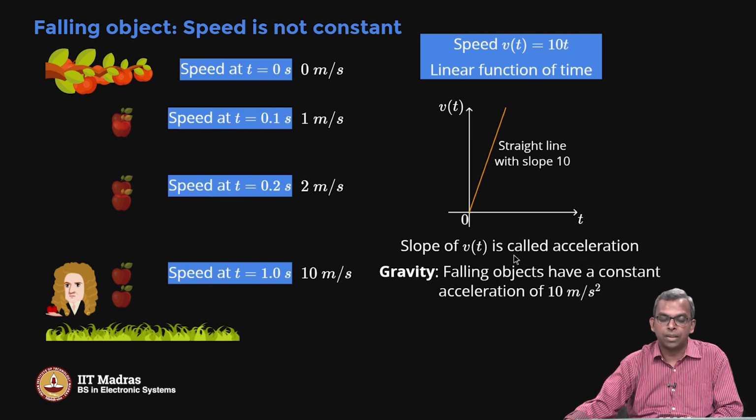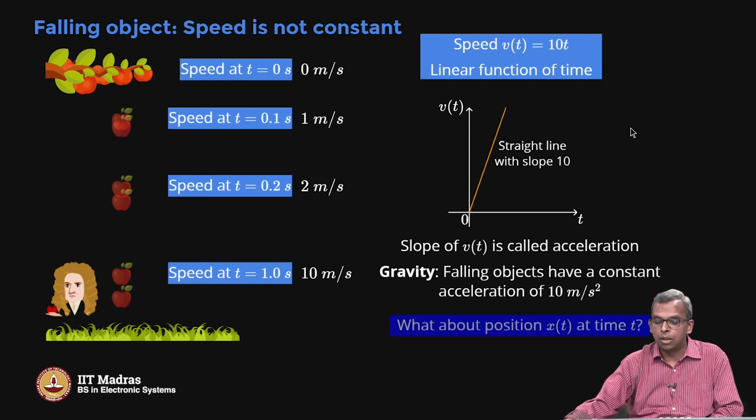It's called acceleration. And this 10 is actually 10 meters per second squared, very close to the acceleration due to gravity. Technically it's some 9.84 or something like that, but we'll just approximate it as 10. So falling objects have a constant acceleration, and this theory of gravitation goes back to Newton once again. This is what happens when an object falls. So v of t is not a constant, it's varying with a slope of 10.